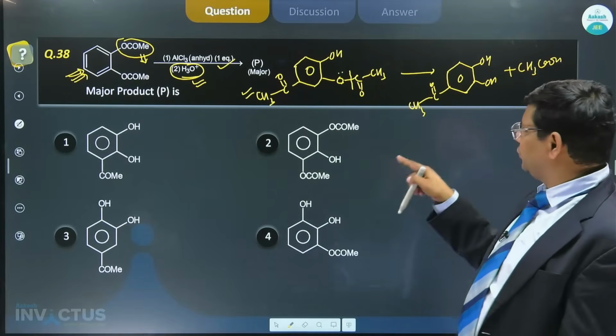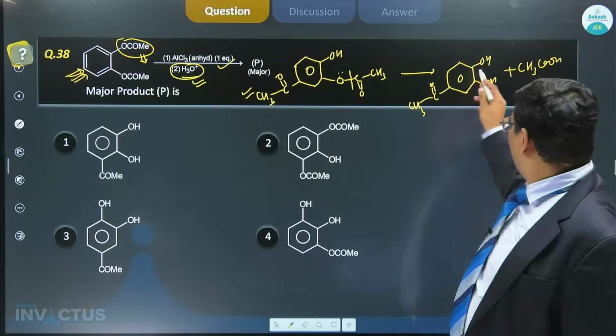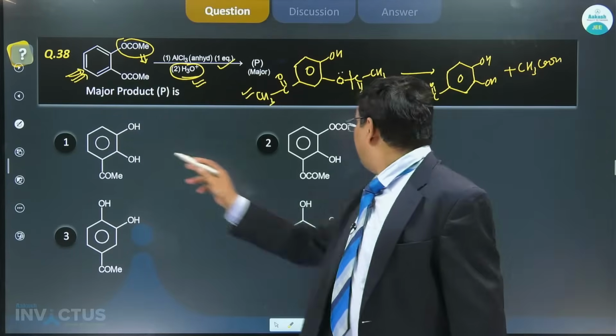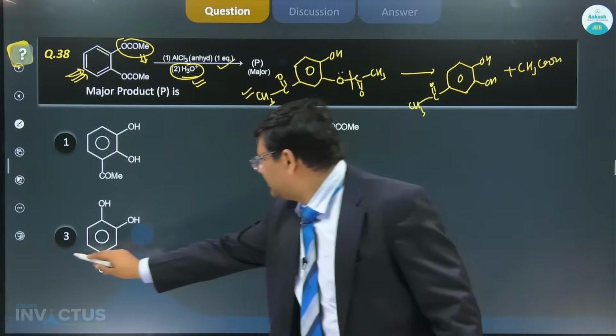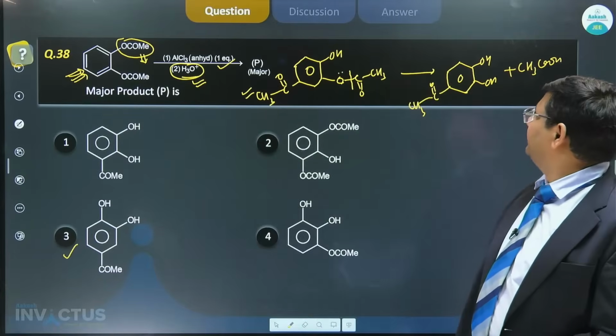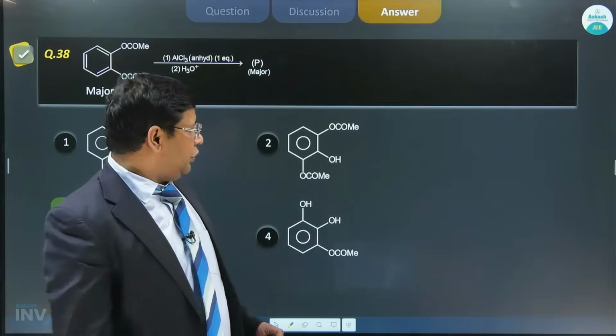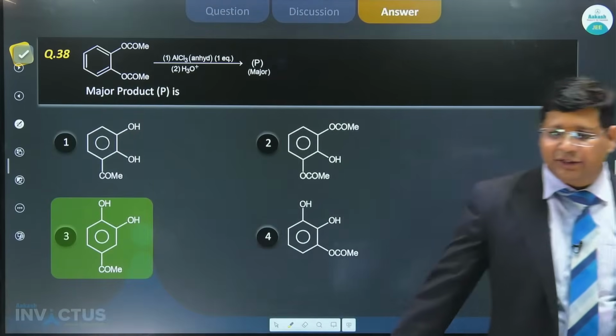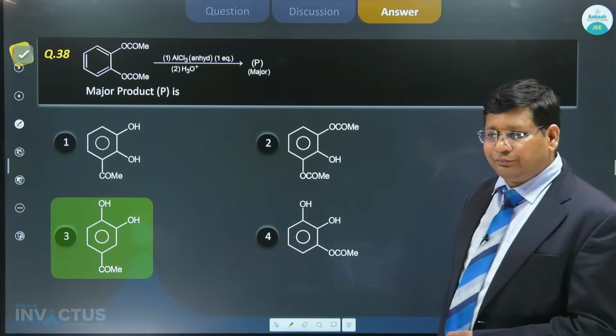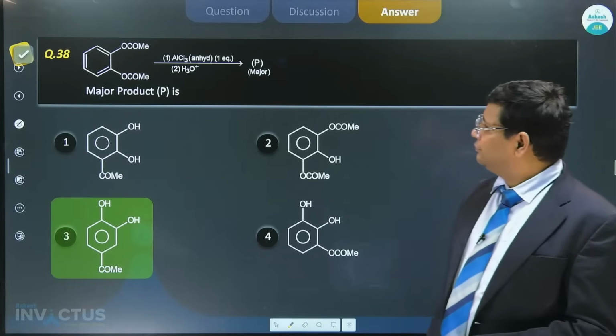So after going through this, it's very simple. 2 OH adjacent, 1, 2, and COCH3 is para. This is the best possible option. It is given there. So now everyone can note down the answer also. Okay.